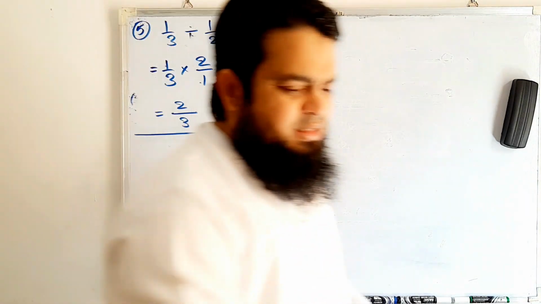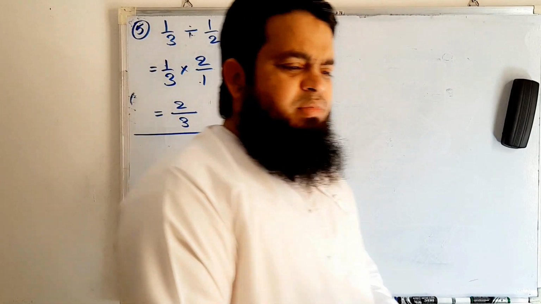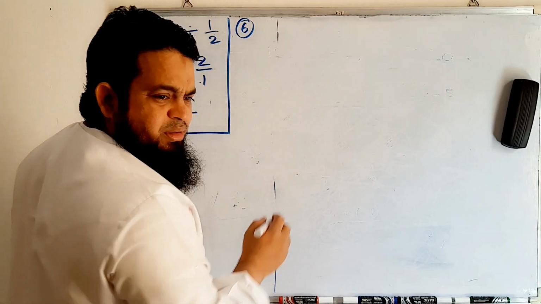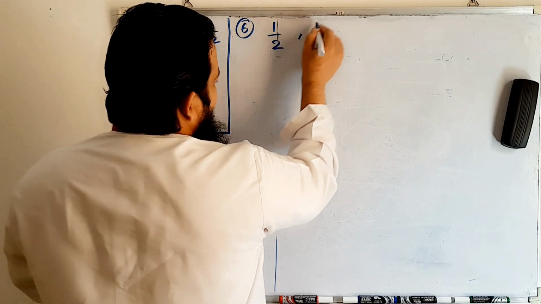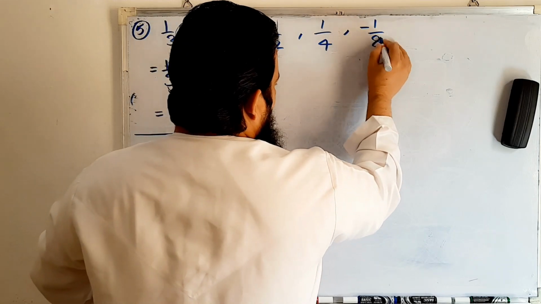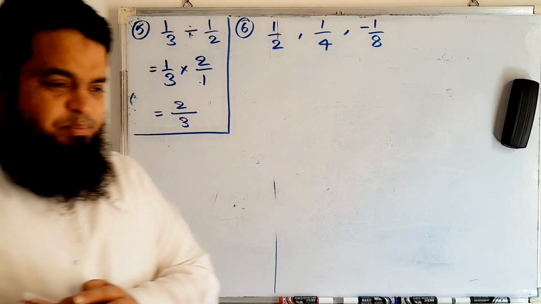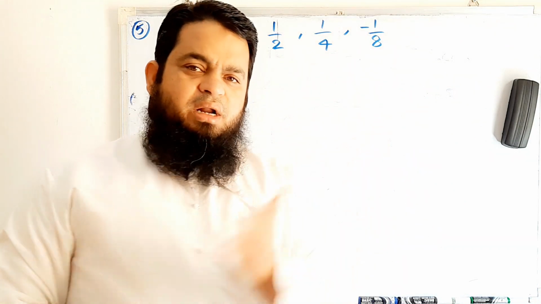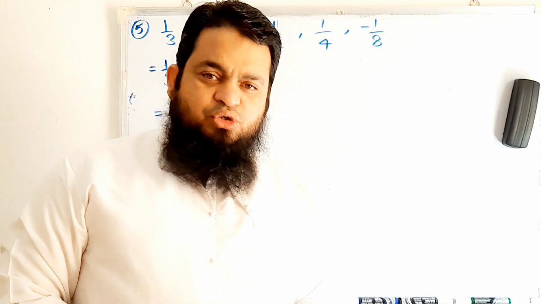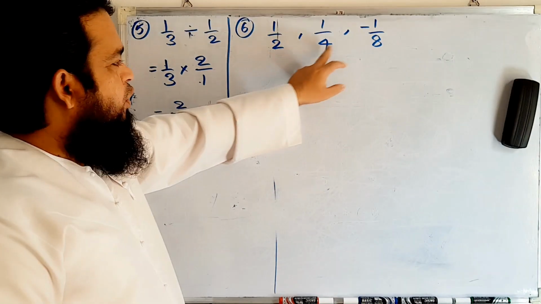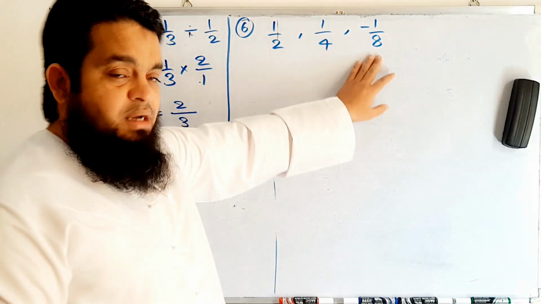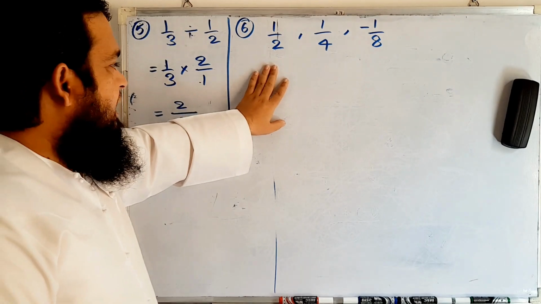Now arrange the following numbers in ascending order. What are the numbers given? 1 by 2, 1 by 4 and minus 1 by 8. In order to compare, the denominators should be the same. So 2, 4 and 8. What is the least common multiple? It is 8. So all these are factors of 8.